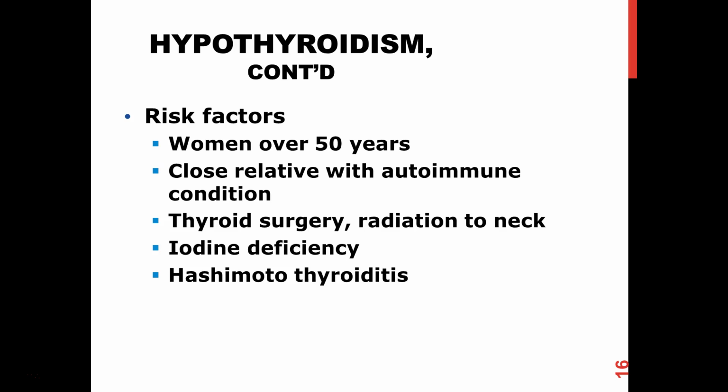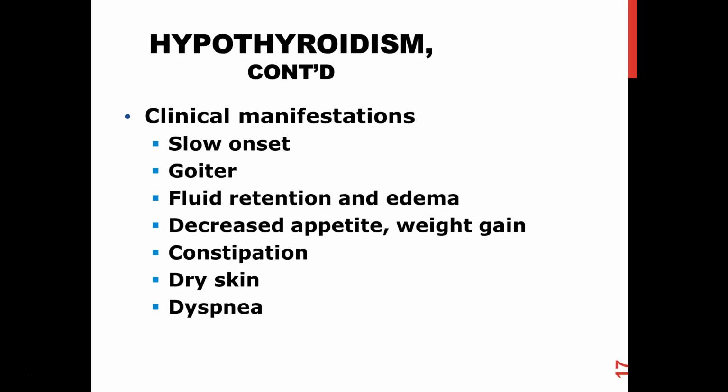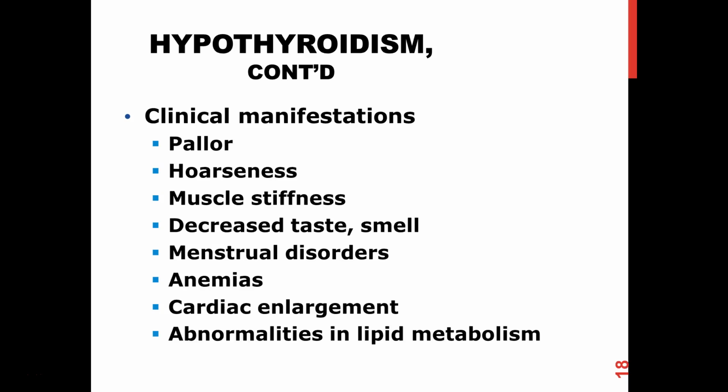A specific type of hypothyroidism is called Hashimoto thyroiditis. The clinical manifestations are a slow onset. Maybe a person starts to develop a goiter, or maybe they don't. They might really notice changes in their body. They might be putting on a lot of excessive weight, fluid retention and edema, decreased appetite, weight gain. They're not eating much, but they're still putting on a lot of weight. This is due to the fact that their metabolic rate has really slowed down quite alarmingly. They might start to develop constipation, dry skin, and become short of breath. These are other clinical manifestations.